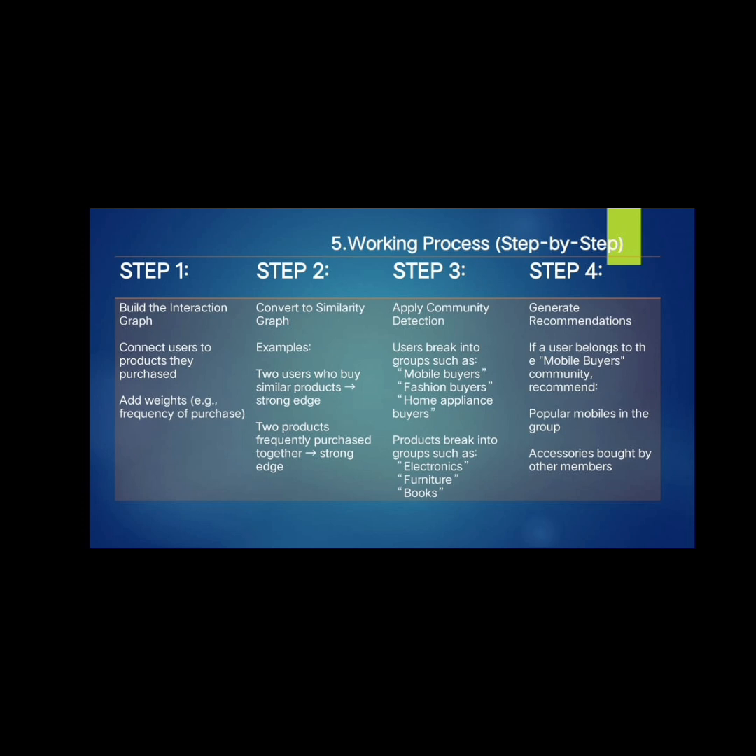Step 4. Generate recommendations. Based on the community a user belongs to, suggest useful items. Example, if a user is in a mobile buyers community, recommend popular mobiles in that group, and accessories like cases, chargers, earphones bought by others. By seeing this diagram, we can understand the user product graph.